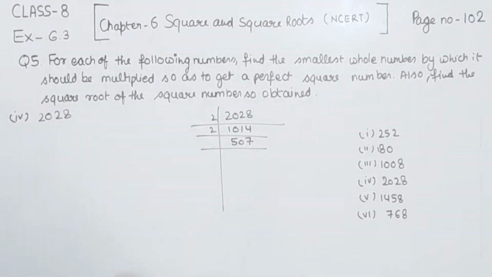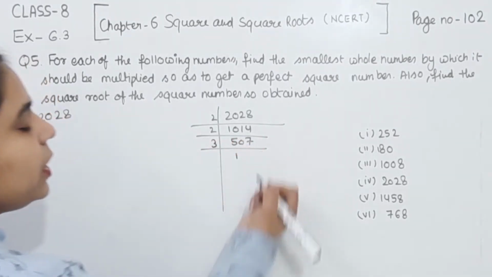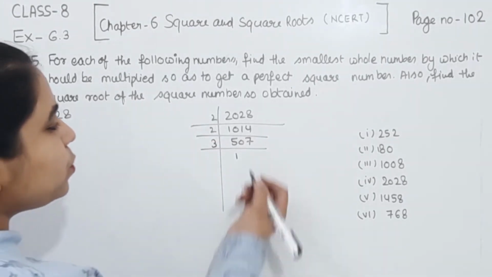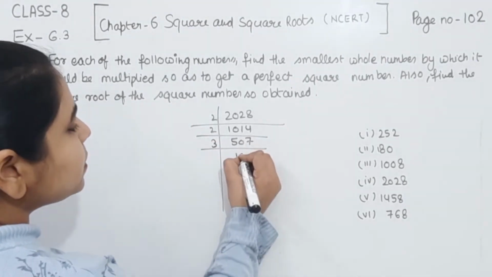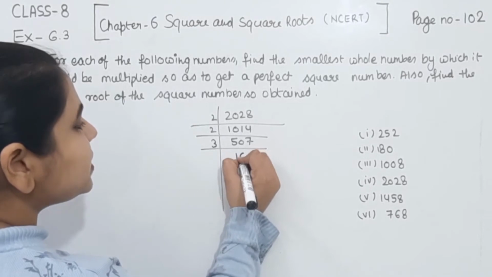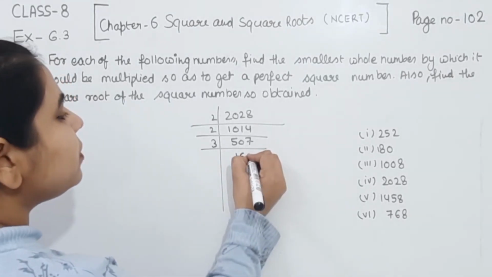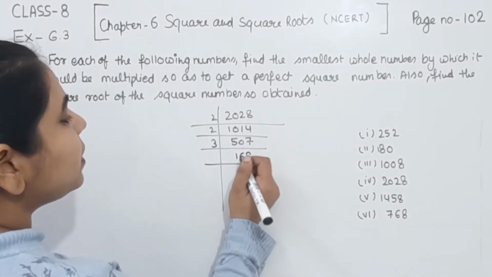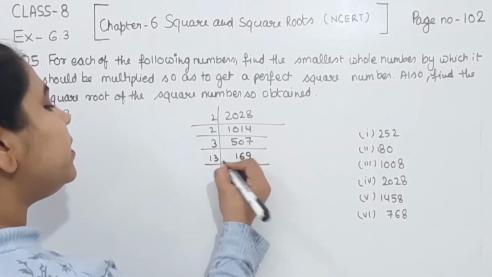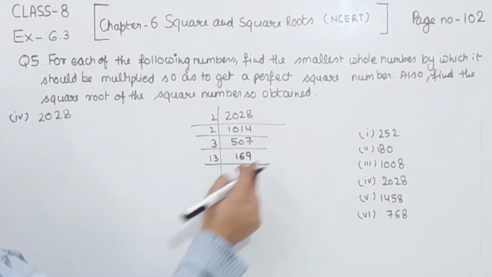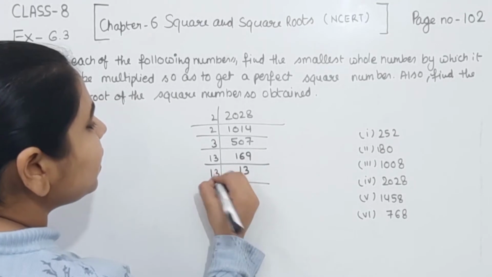Now we are going to divide this one by 3. So 3 1s are 3, we are having the remainder as 2. This will become 20. So 3 6s are 18, remainder 2, and 3 9s are 27. Now we are going to divide this one by 13. 13 multiplied by 13 will have 169. Then we will have again 13.